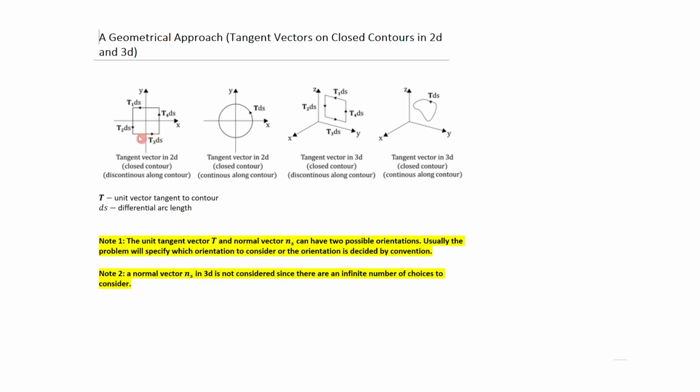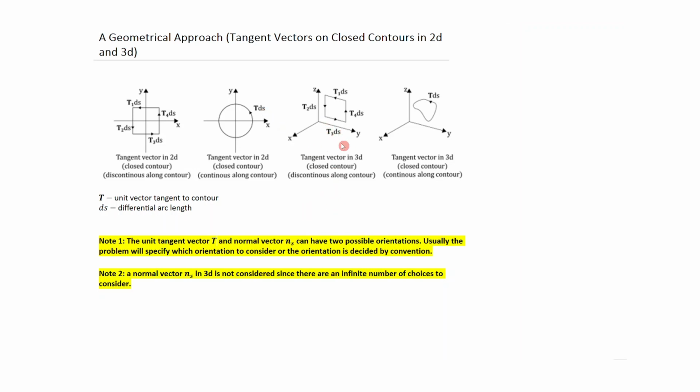So in this case, we would have to describe each one of these 4 segments by its own unit tangent vector and differential arc length. All right, so that's basically what we're seeing here. Here's another closed contour, but in this case it's one continuous smooth curve, so we can describe this by one differential tangent vector, again t being the unit vector and ds being the magnitude of this differential arc, just differential arc length.